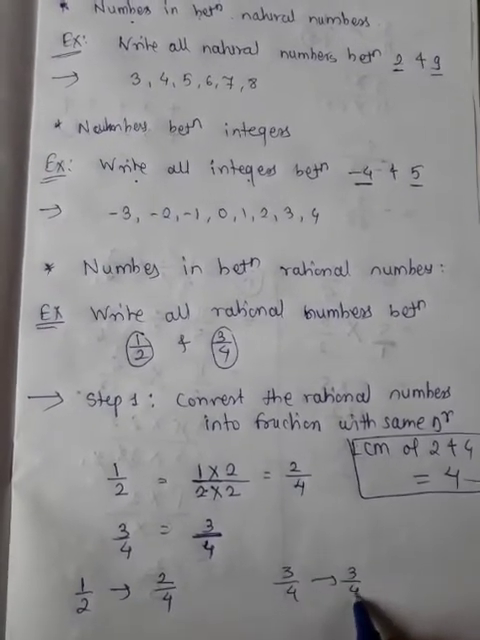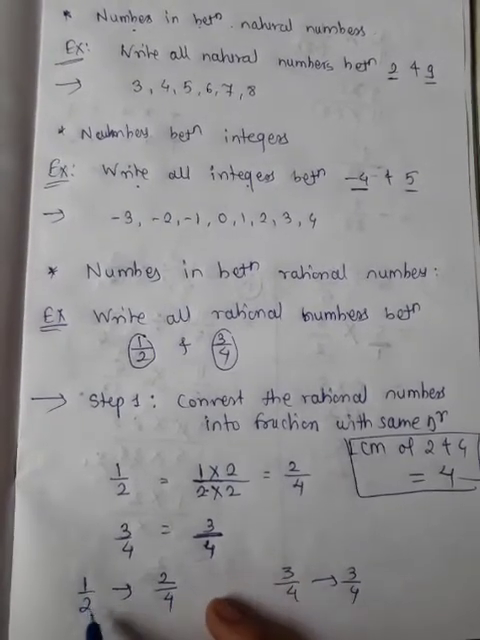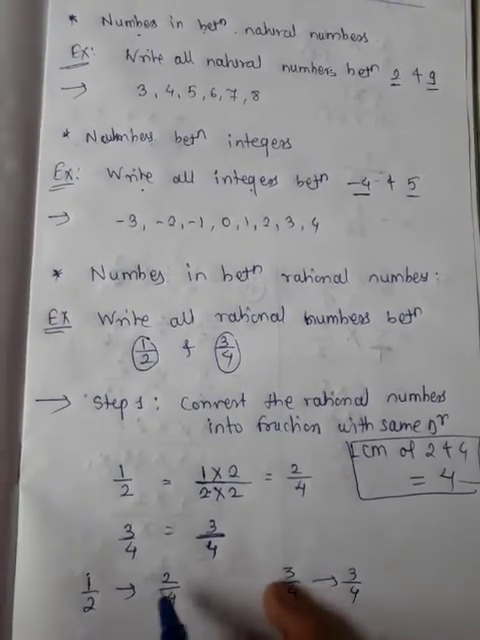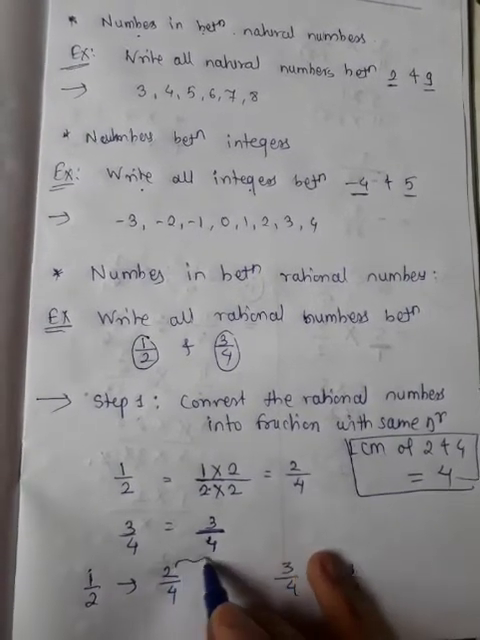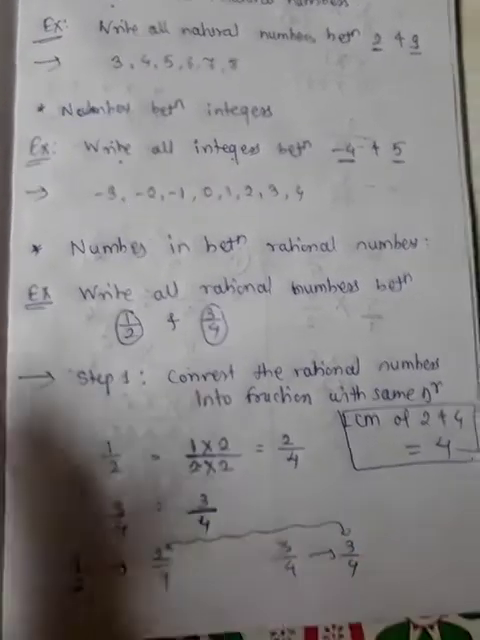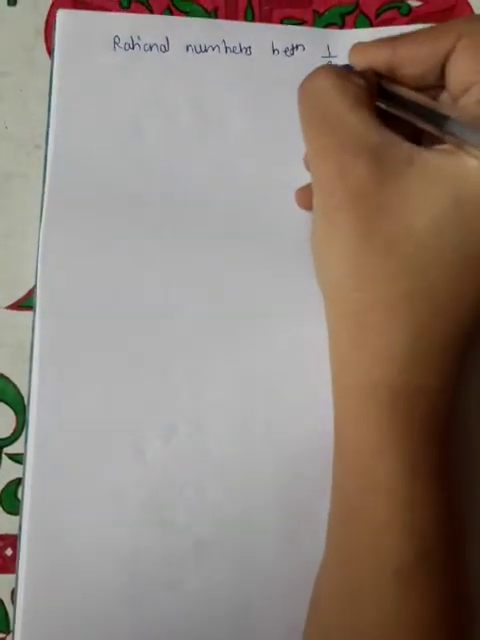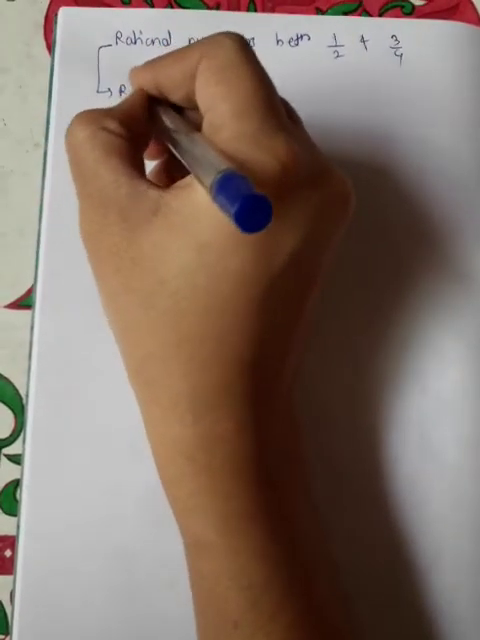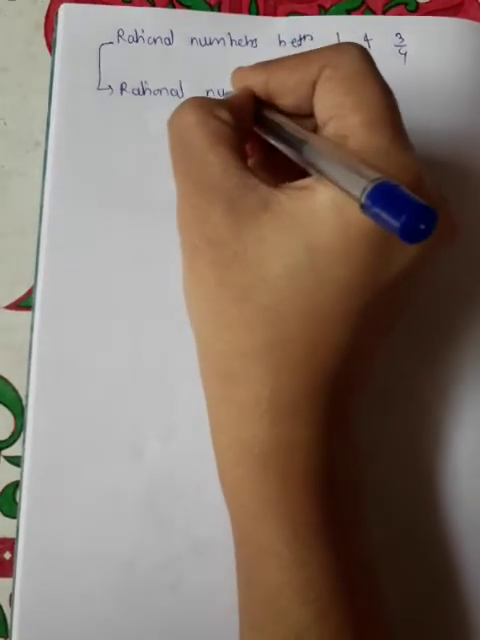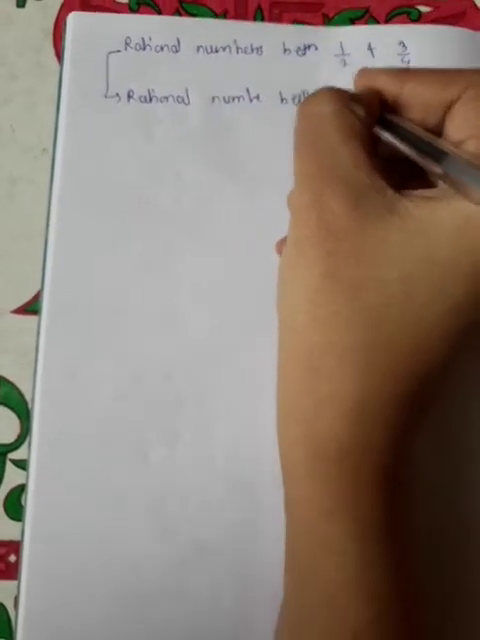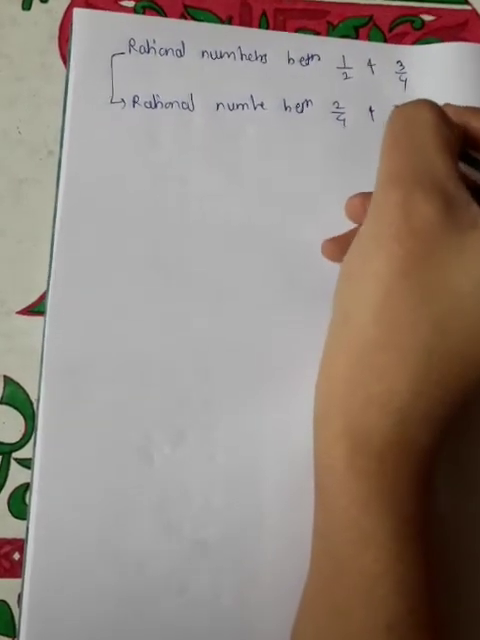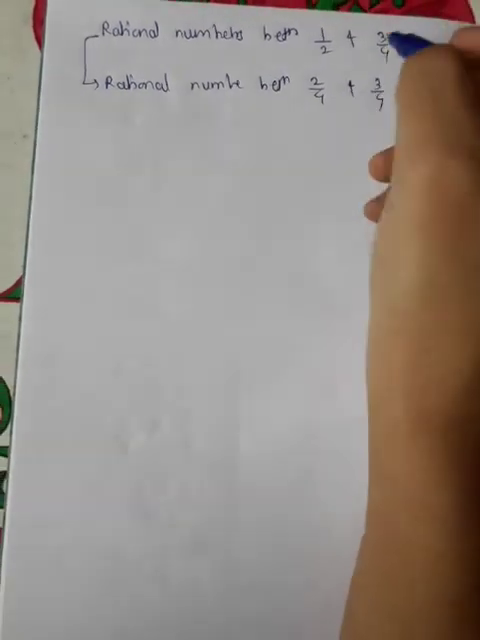Okay, now see, to find rational numbers between 1 by 2 and 3 by 4 is nothing but to find rational numbers between 2 by 4 and 3 by 4. Okay, now see, rational numbers between 1 by 2 and 3 by 4 is nothing but rational numbers between 2 by 4 and 3 by 4. Okay, because 1 by 2 is converted into 2 by 4 and 3 by 4 as it is.